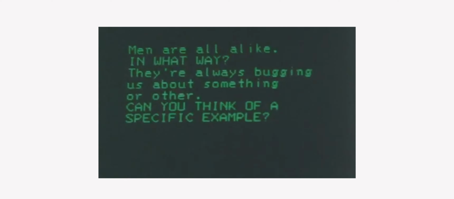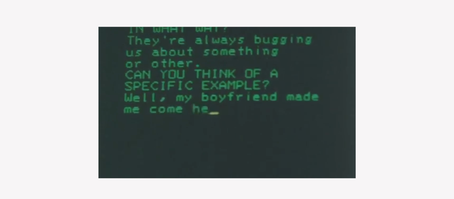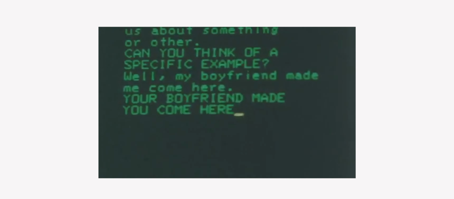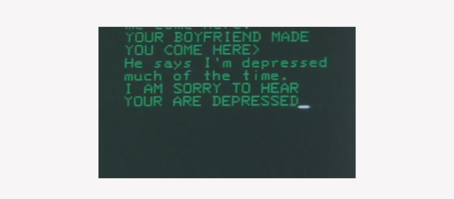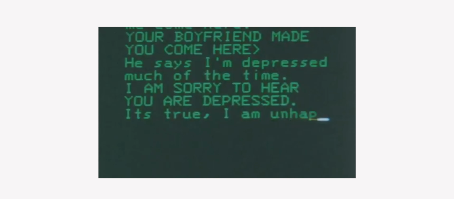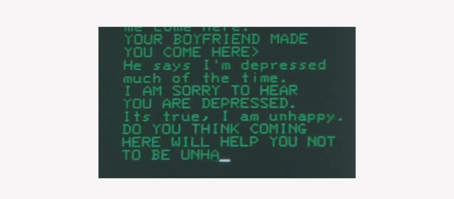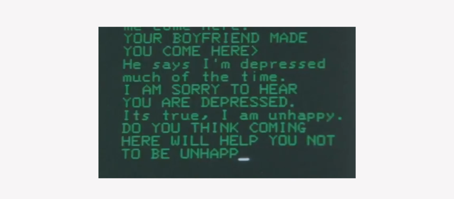Men are all alike. In what way? They're always bugging us about something or other. Can you think of a specific example? Well, my boyfriend made me come here. Your boyfriend made you come here. He says I'm depressed much of the time. I'm sorry to hear that you're depressed. It's true. I am unhappy. Do you think coming here will help you not to be unhappy?